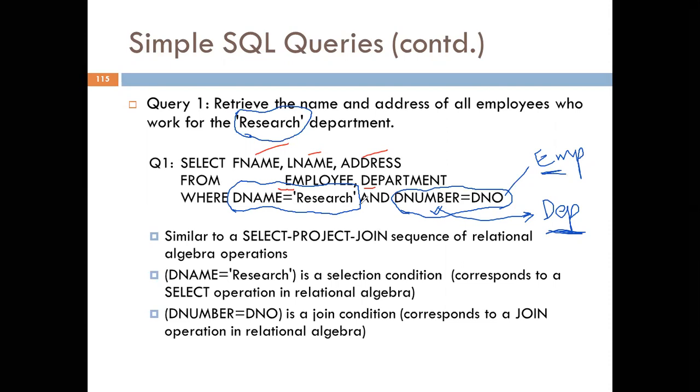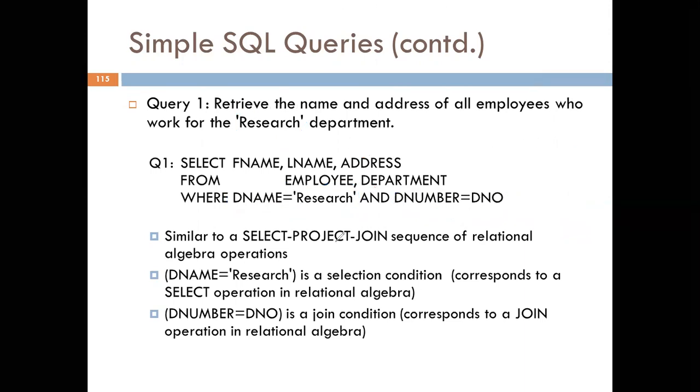Or you can interchange the condition also, so it doesn't matter. So as long as they are Boolean expressions, the order doesn't matter. So this condition can be applied. So now what happens? It will return the list of employees, that is the name of the employees and the address, who are working in research department. So this is our second query.